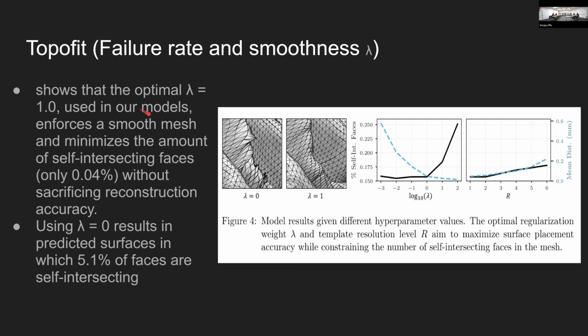So basically this lambda term is a hyperparameter that enforces the smoothing that they use. This is kind of a weakness, in my opinion, because if they do the hyperparameter tuning correctly, they can get their self-intersections down to like 0.04%. You still have to manually tune that parameter a little bit, and if you don't set it correctly, 5% of the faces are self-intersecting. So that's not a huge weakness.